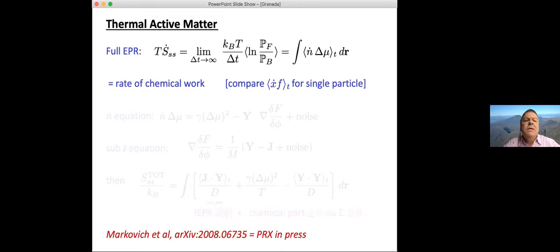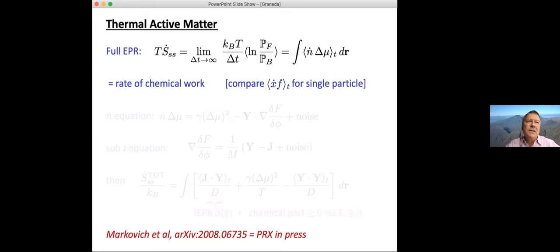So if I look at what I'm now going to call the full entropy production rate, in other words, I calculate for the joint system of coarse-grained phi field and reaction coordinate the logarithmic ratio of the forward path, backward path probabilities, take the limit in the usual way. That should give me the proper heat production in this system close to equilibrium. And it does, and its form is sort of trivial. Namely, it's the integral over space of n dot delta mu. And that is the rate of chemical work.